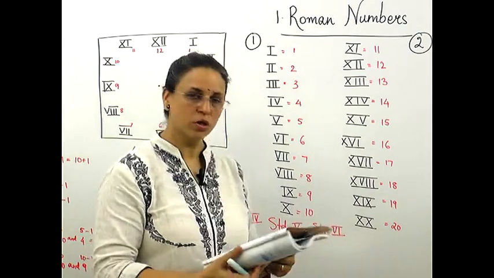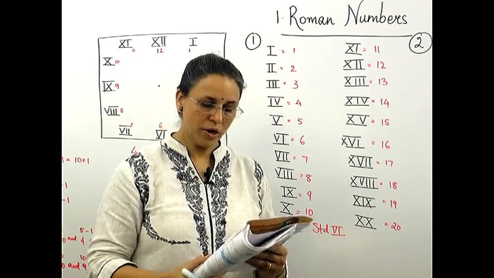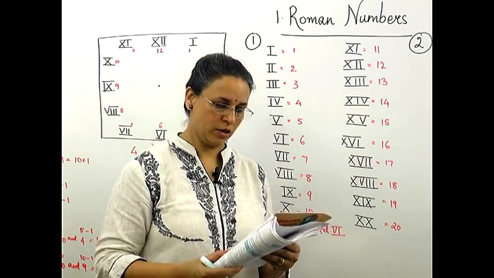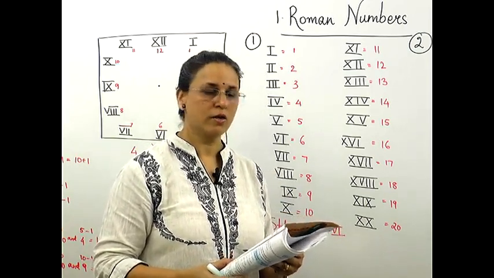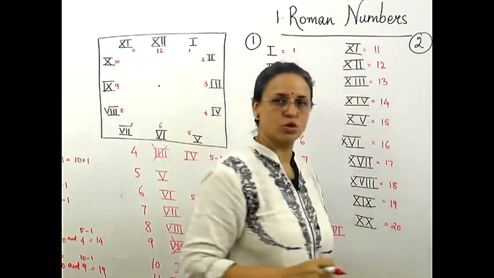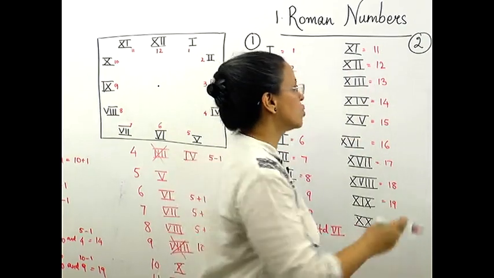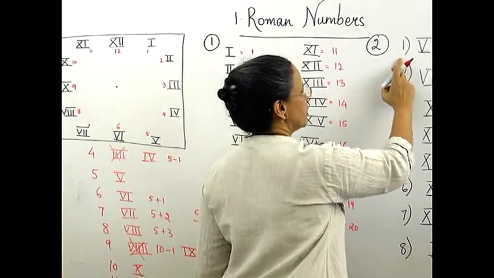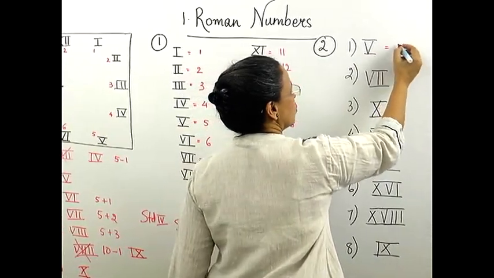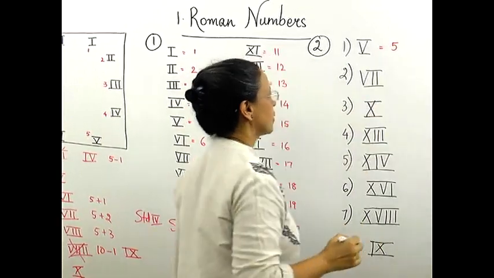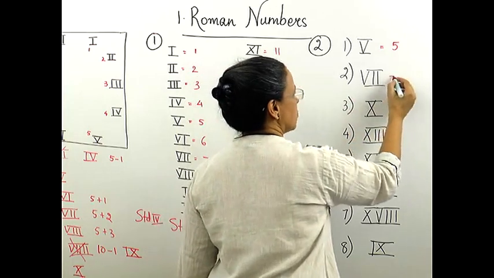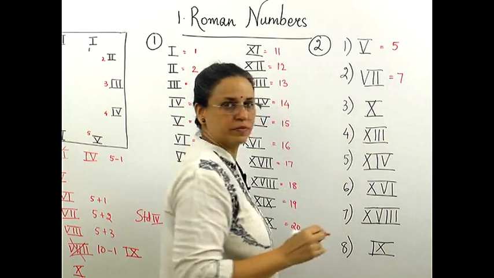Okay, so now we do question number 2. Write the following numbers using international numerals. The numbers they have given are originally in Roman numerals and we have to write them in international numbers. Okay, so let us look at question number 2. For the first one, they have given this. What will you write this number as? This is equal to 5. Now the second one, we know that 5 plus 2, so this number will be number 7.